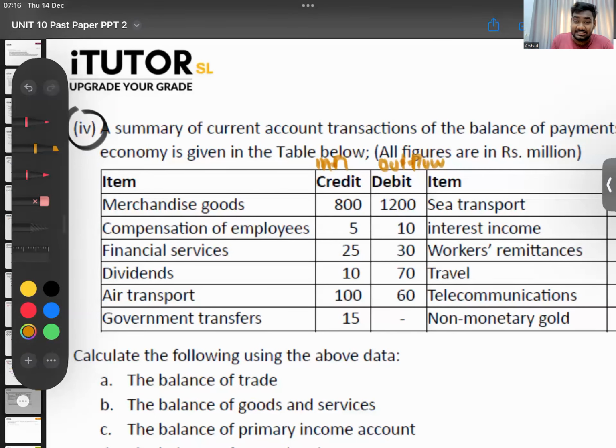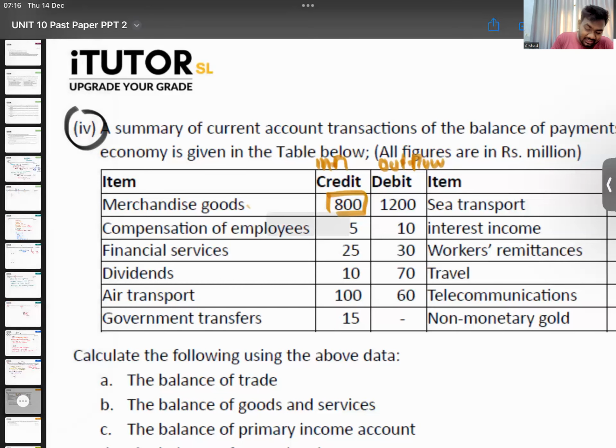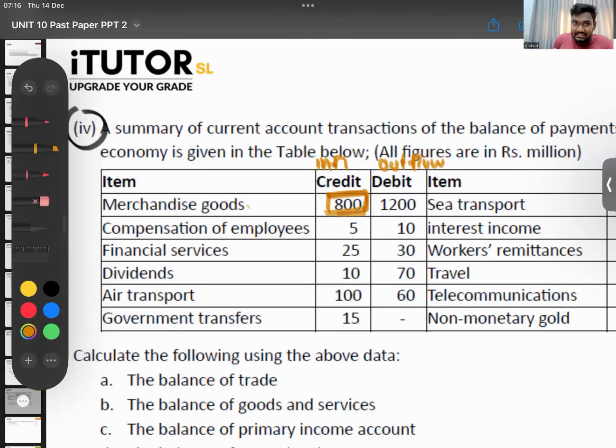Now, for example, when they say merchandise goods, this 800 is your exports. Think of the double entry. When Sri Lanka exports goods, what happens? Financial account, currency and deposit, debit; current account, trade account or the merchandise goods account, credit. So whatever is on the credit side here is the money that we have got. It's the export. The debit is the money that we paid.